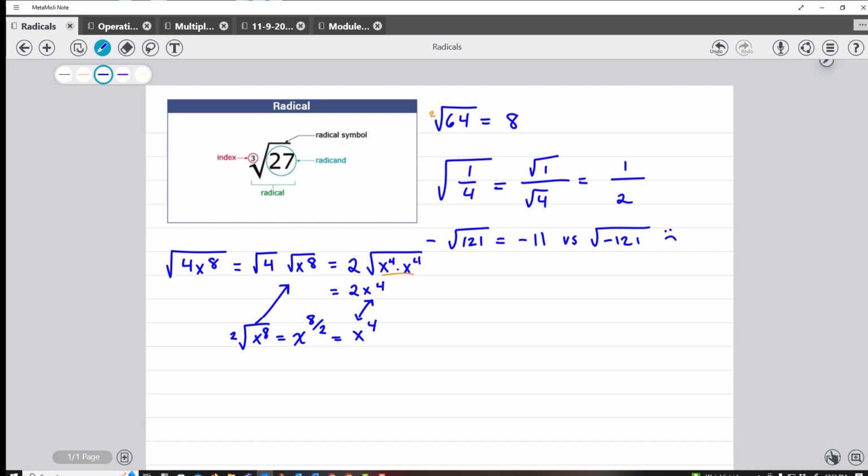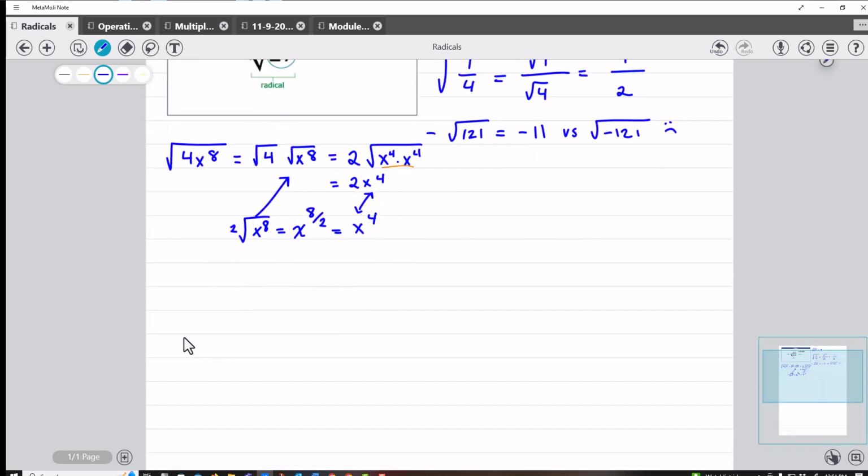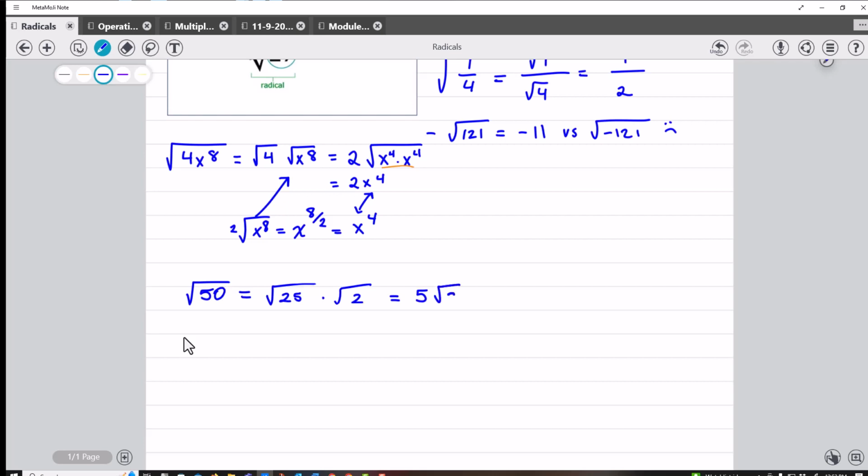All right, sometimes these don't work out so nicely and perfectly. What I mean by that is, what's the square root of 50? I don't know any 2 numbers I can multiply to get 50. However, my brain goes, I know 25 times 2. Remember, I can separate these, and the square root of 25 is 5, and you just can't do anything with the square root of 2. So you're always looking for a perfect square inside of there.